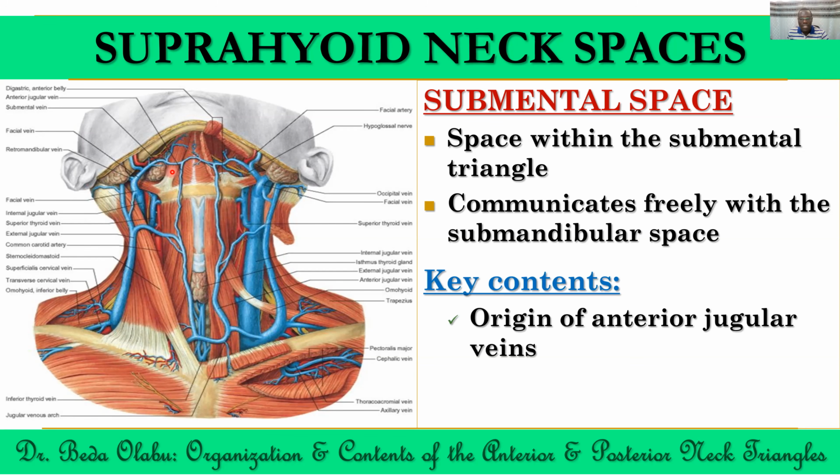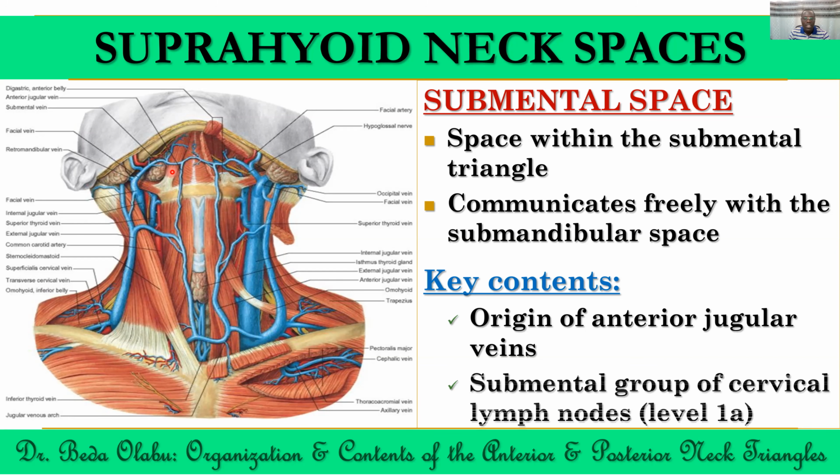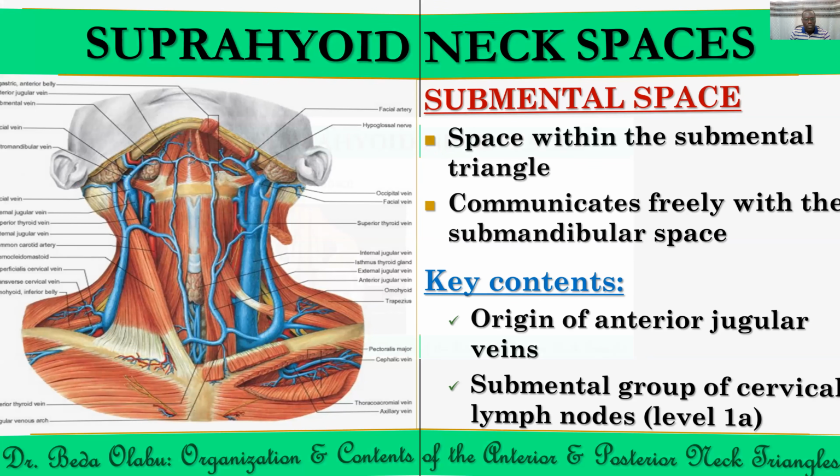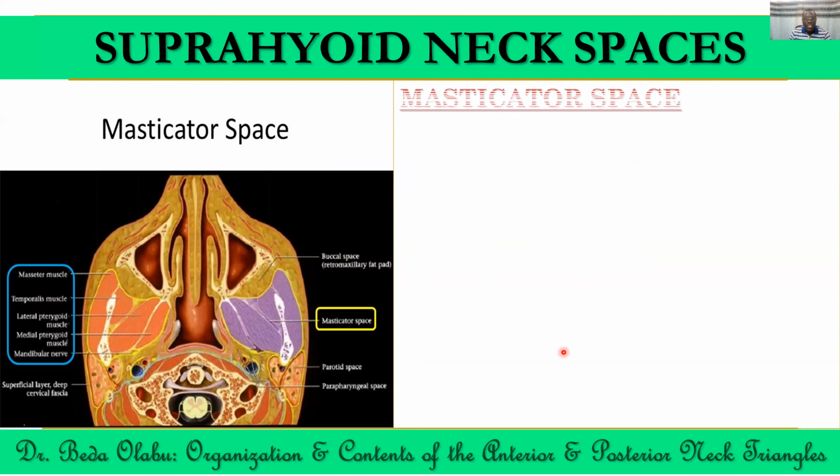The key contents, as we had mentioned, are the origin of the anterior jugular vein and the submental group of cervical lymph nodes, which is termed level 1A of cervical lymph nodes. The other space to talk about is the masticator space, a very big space in the suprahyoid neck. We'll spend more time here.